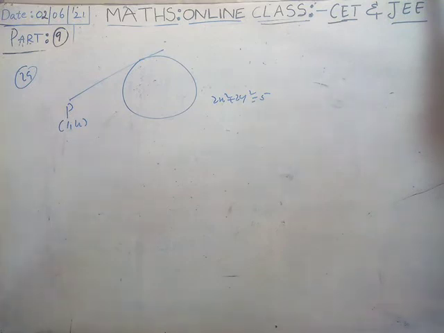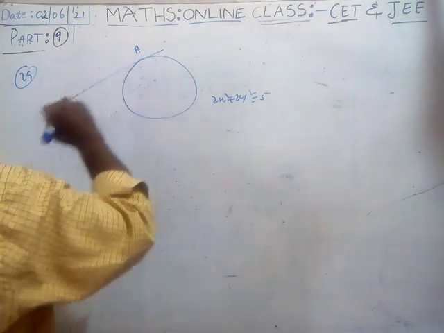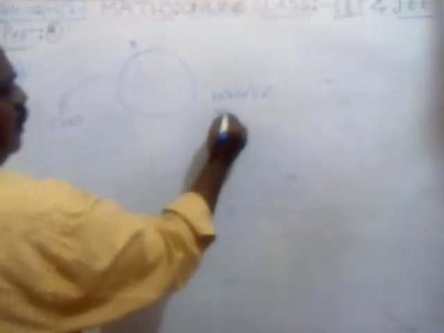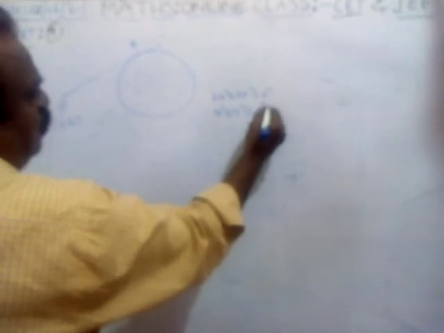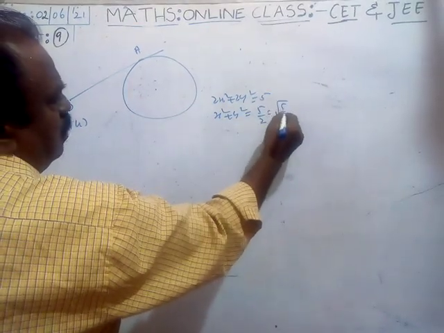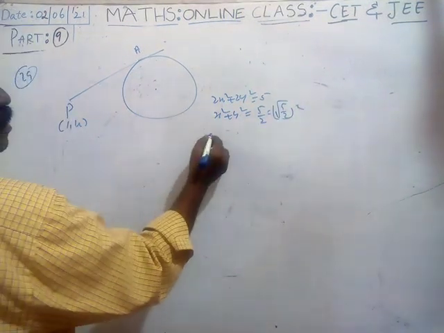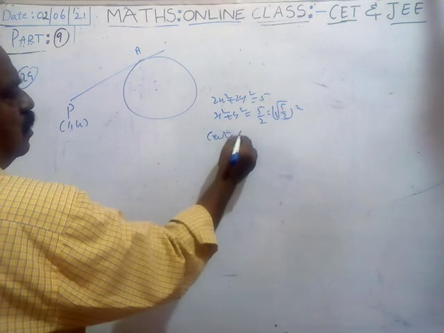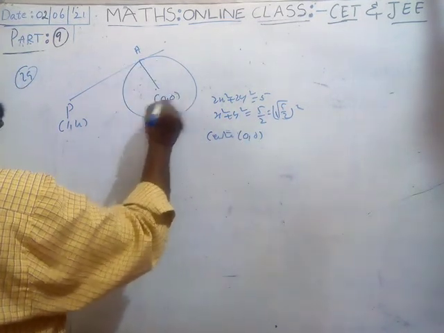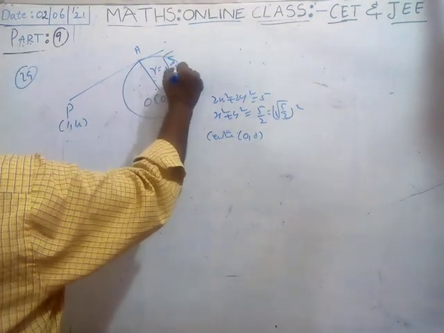Length of tangent means it is an outer point, say it touches at A, and there is the center. The circle is x² + y² = 5/2, or the radius is root of 5/2 whole squared. So the center is (0, 0), call it O, and the radius r is root of 5/2.